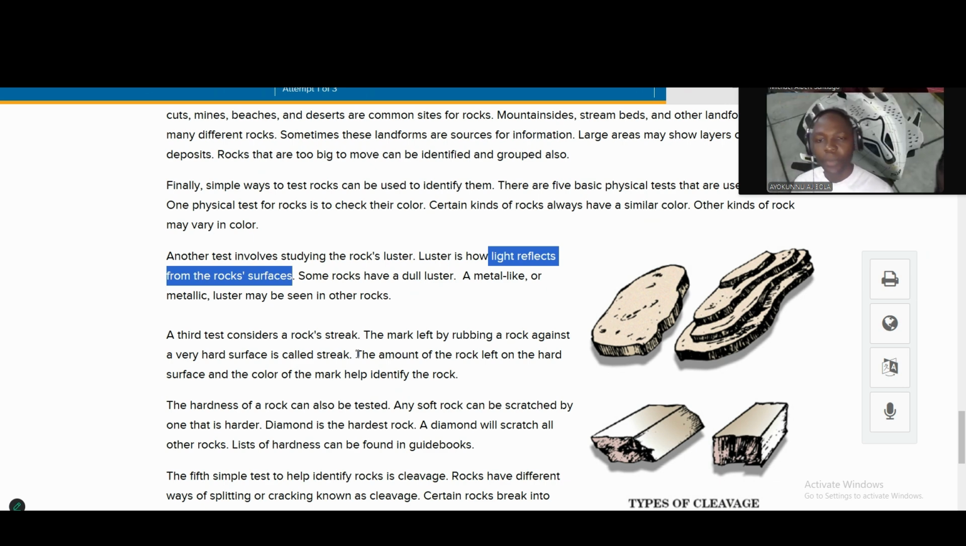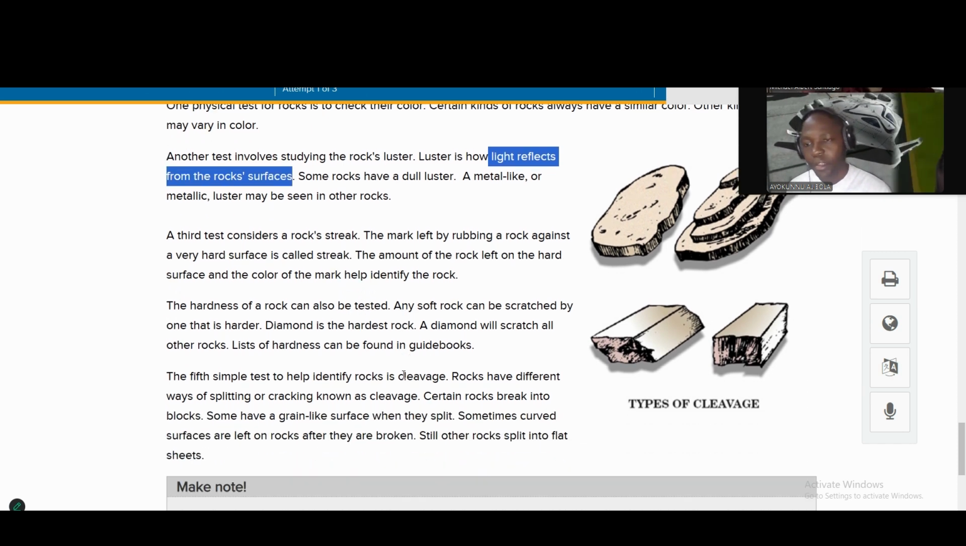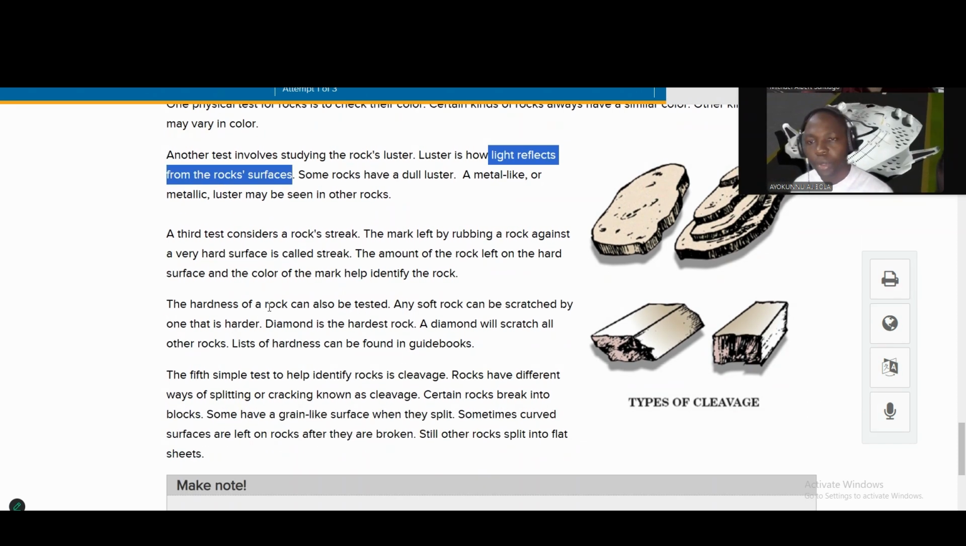So you listen. The amount of the rock left on the hard surface and the color of the mark help identify the rock. The hardness of a rock can also be tested. Any soft rock can be scratched by the one that is harder. Diamond is the hardest rock.